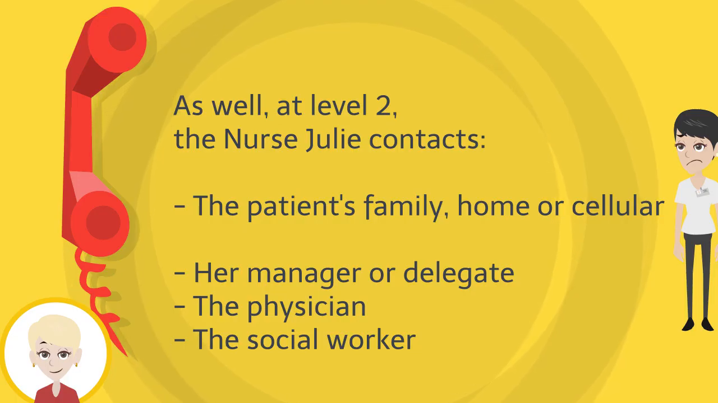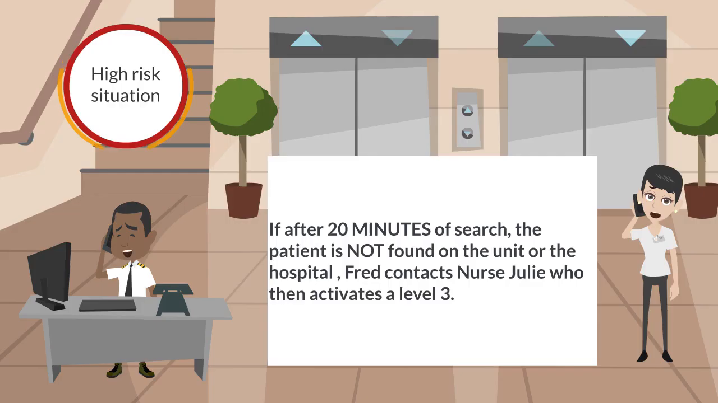Quickly, Nurse Julie tries to contact the patient's cell phone, their home, or some of their family members. Then, still at level 2, the nurse contacts her supervisor, the doctor, as well as the social worker. If after 20 minutes of searching, the high-risk patient is not found, Fred, the head of security, contacts Julie to activate level 3.